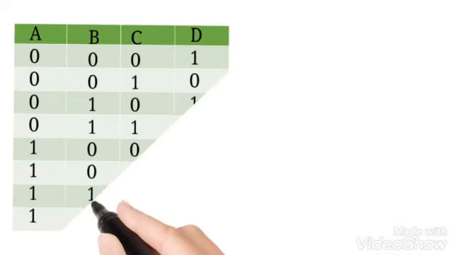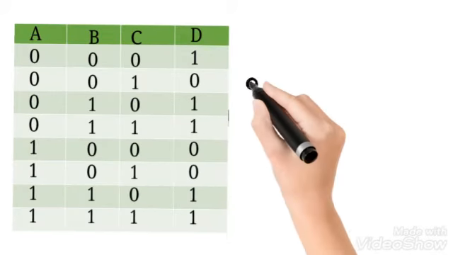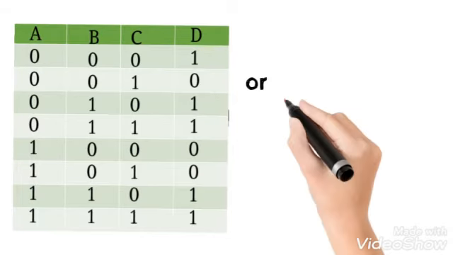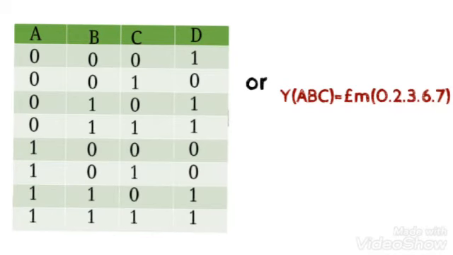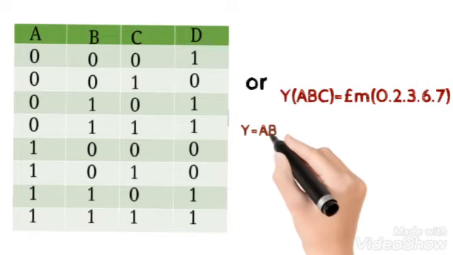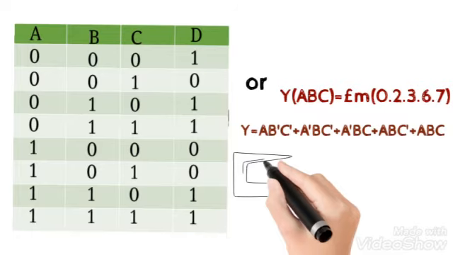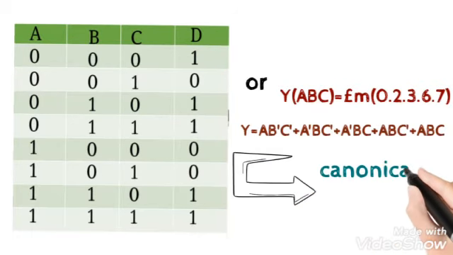Let us try to understand how SOP works by taking a truth table as an example, and the expression. I have already taken a truth table here, and the expression is y of ABC is equal to sum of m 0, 2, 3, 6 and 7. This can be written in distributive form as y is equal to A B bar C bar plus A bar B C bar plus A bar B C plus A B C bar plus A B C. This is called canonical form SOP.